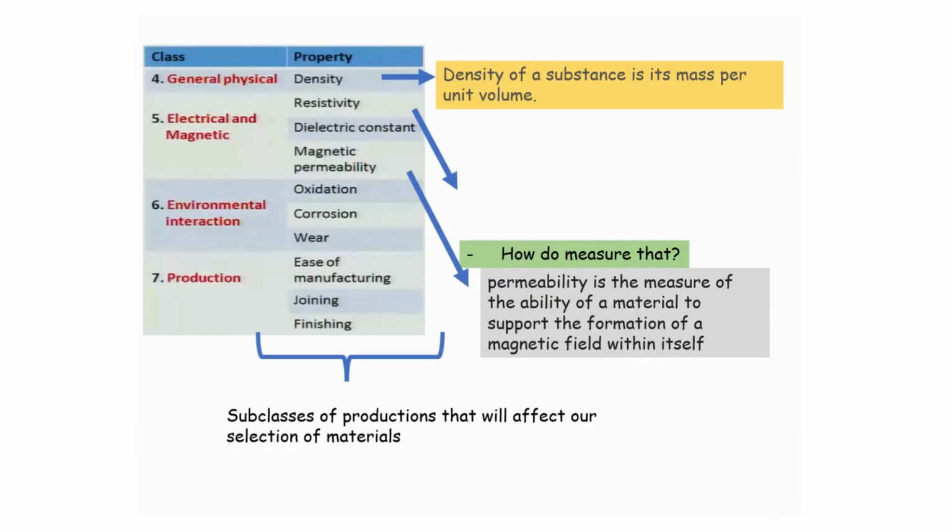And now we move on to the next classification, the general physical. Under the general physical, we have density. The density of a substance is its mass per unit volume.